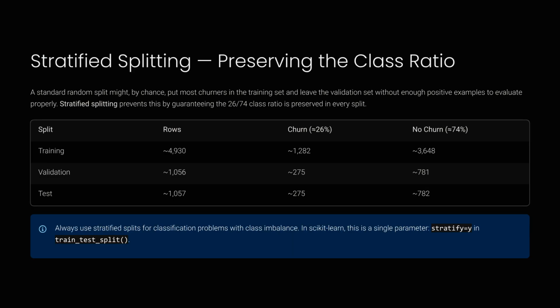A standard random split can compromise the minority class. Stratified splitting preserves the 26/74th class ratio in every split, ensuring enough positive examples in the validation set for proper evaluation. This is critical for imbalanced datasets.